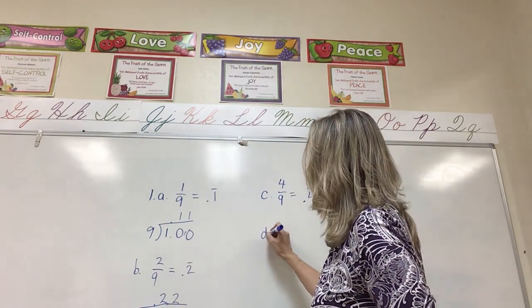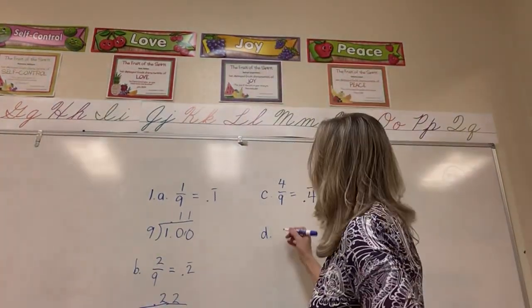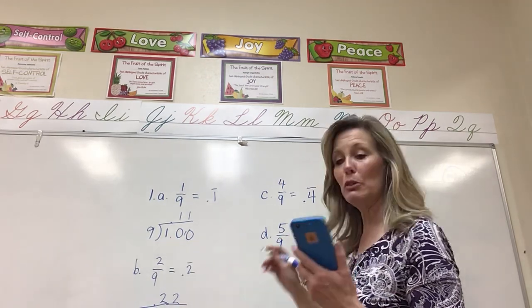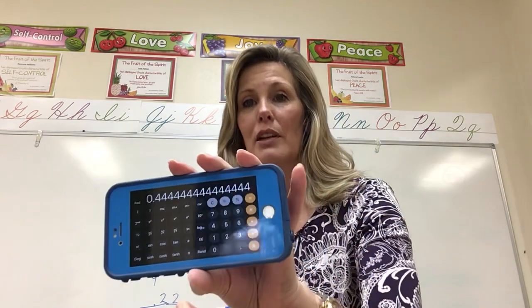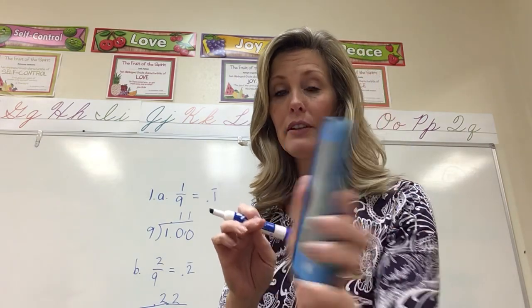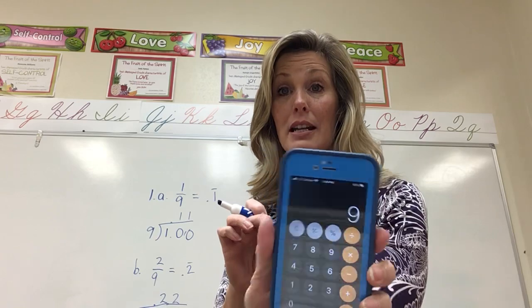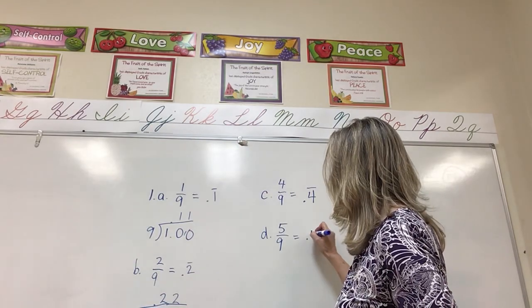Okay, let's look at D. And D says 5/9. Some of you are already saying, well, that has to be, okay, let's double check. Oh, this is neat. If you turn your calculator sideways, it'll keep going more digits. It's a lot of 4s. Okay. So 5 divided by 9 equals. We definitely see that our pattern is holding true.